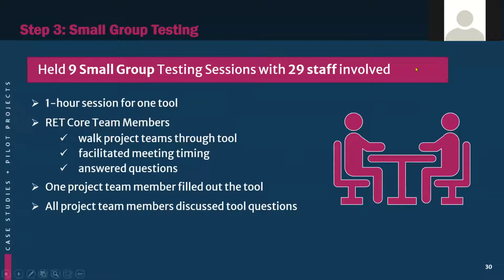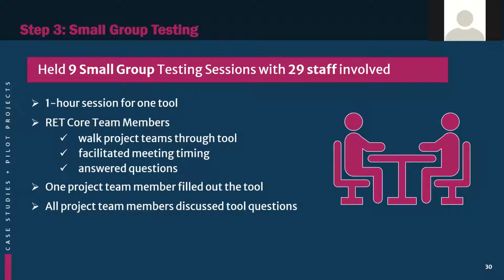So we had all this valuable feedback on the content of the tools, but the function and the user experience of the toolkit still needed work. We also recognized that we needed to provide staff with concrete examples of how to use each of the tools. We planned and held 9 small group testing sessions where we invited project teams to walk through an entire tool with the guidance of one of the RET core team members. A total of 7 projects were tested.